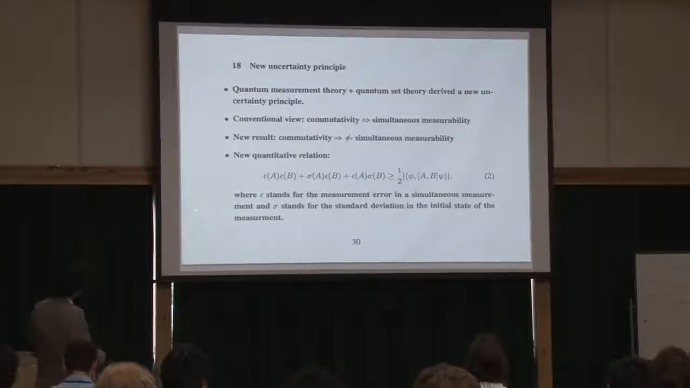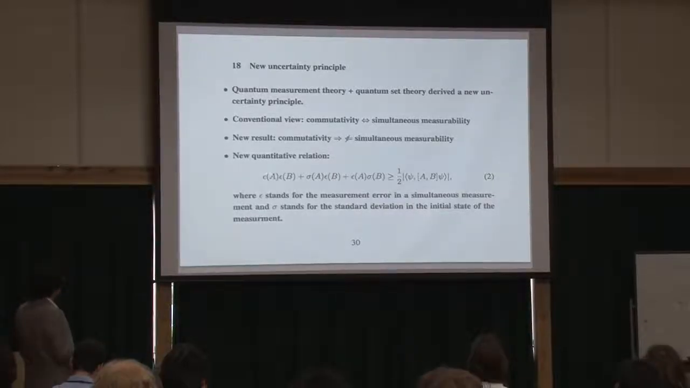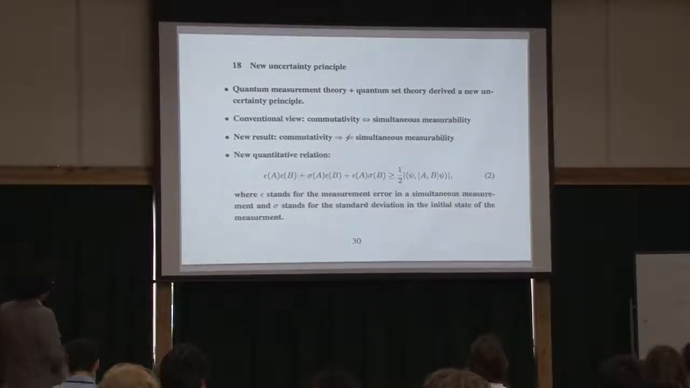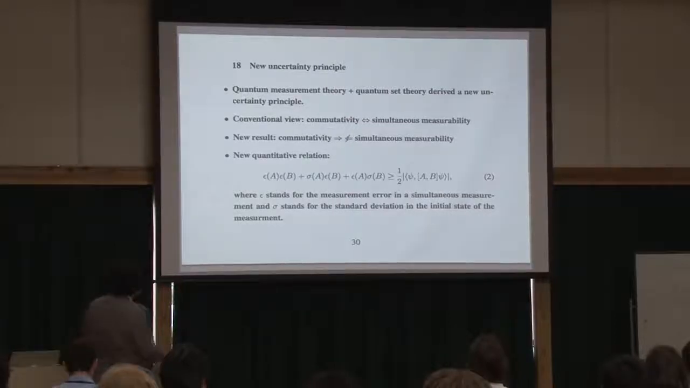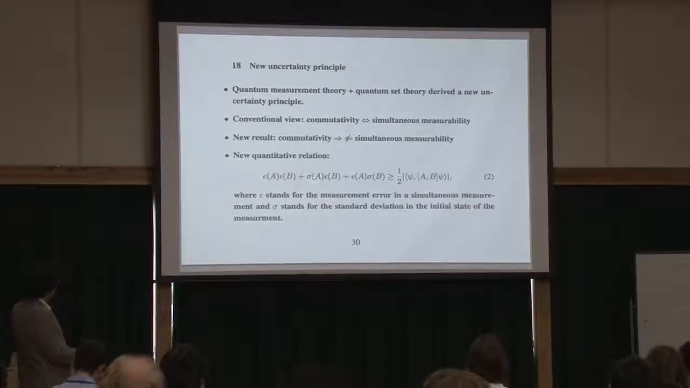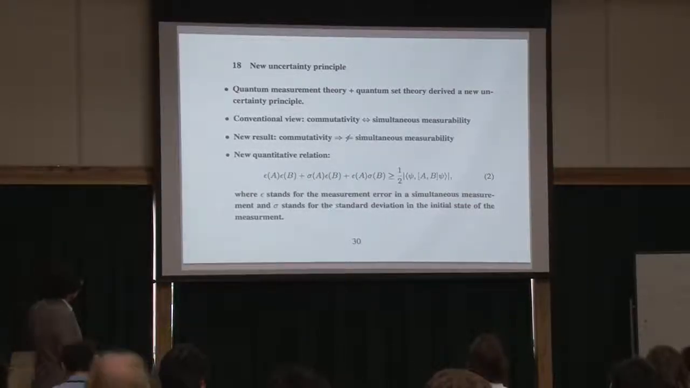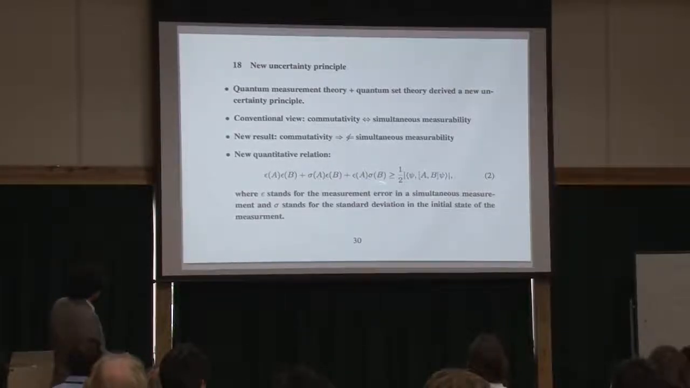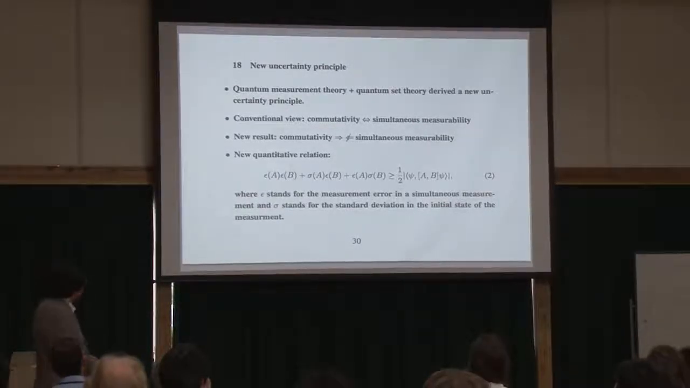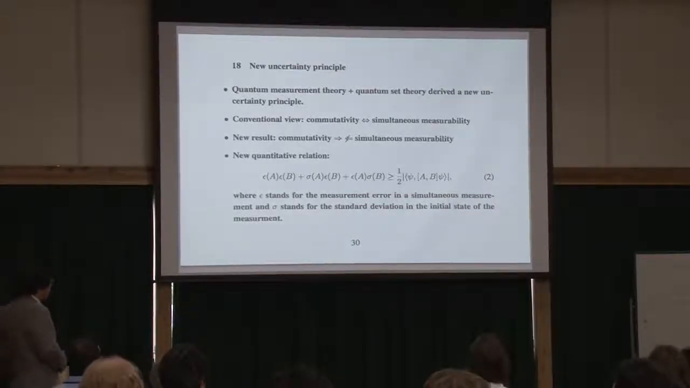And we obtain the new quantitative relation. The original Heisenberg relation says that the error of two simultaneous measurements is always larger than the expectation of the commutator. However, this can be violated by, for example, the EPR state. A universally true formula requires two additional terms. Another term is the standard deviation of A just before the measurement times the measurement error of B, plus the measurement error of A times the standard deviation of B just before the measurement. So this new formula can be proved to hold universally for every measurement.